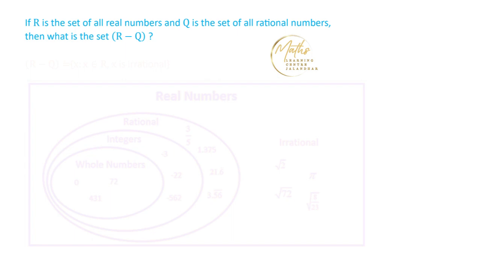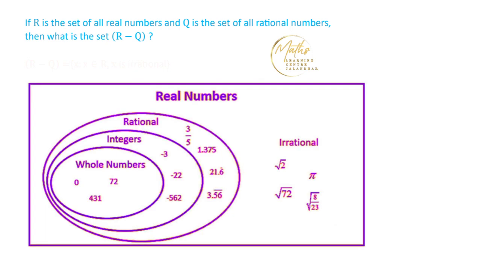Next is, if R is the set of real numbers and Q is the set of rational numbers, then what is the set R minus Q? If we look at this situation, we have the diagram in this form. We start with the collection of natural numbers, then the collection of whole numbers, then the collection of integers, then the collection of rational numbers.